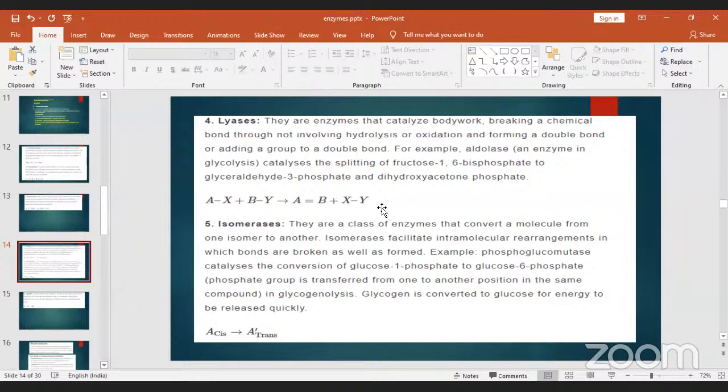Sir, in the lyases 6.1 in the reader page number 16, C minus O and C minus S, C minus N and C and C. So how we have to write these examples in the exam or in the lyases? Yeah, lyases. So that is enzyme lyases. Ligases. Excuse me, it is ligases. Yeah, ligases.